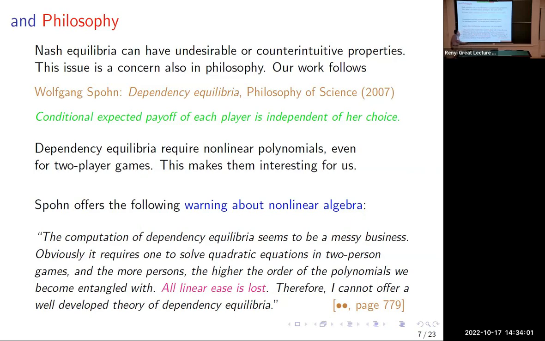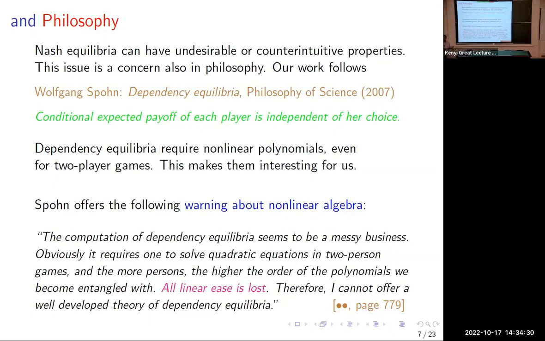So in his paper, he says, the computation of dependency equilibria seems to be a messy business. Obviously, it requires one to solve quadratic equations in 2-person games. And the more persons, the higher the order of the polynomials we become entangled with. All linear ease is lost. Therefore, he says, I cannot offer a well-defined theory of dependency equilibria.